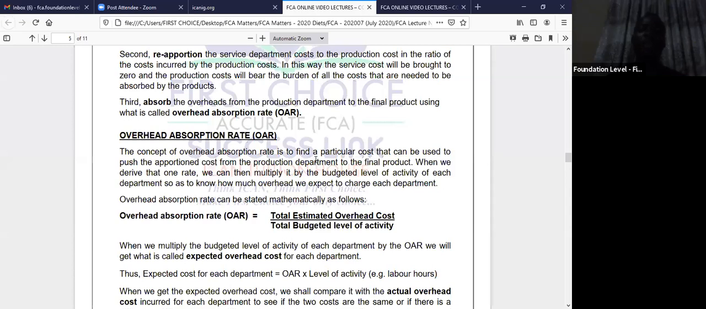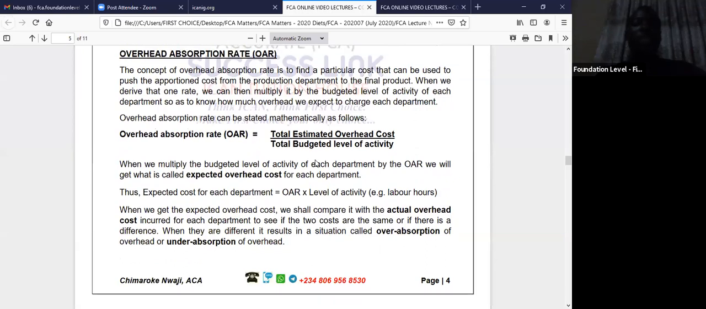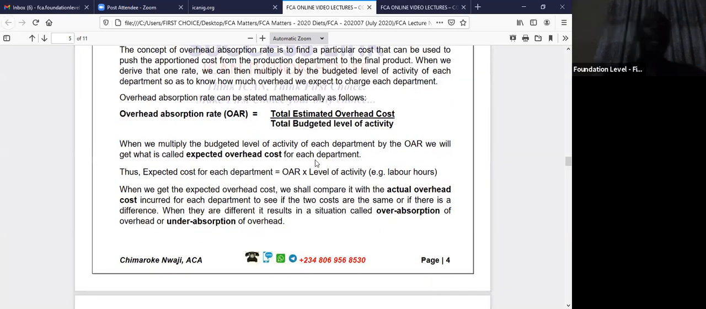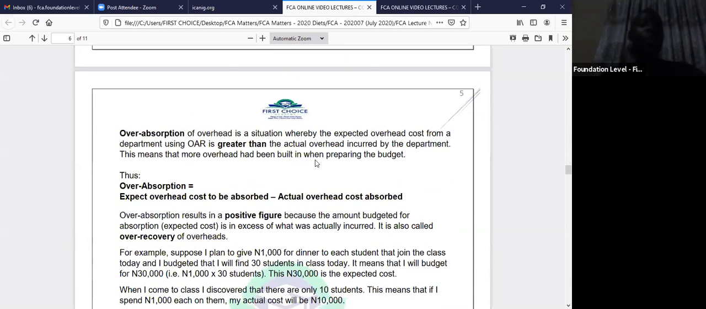And so that is how it is being pushed from the department to the products. We use what they call overhead absorption rate. Now there is what they call over absorption and under absorption. What is over absorption? Over absorption is a situation whereby your expected overhead cost is greater than the actual cost incurred. This is the way I like to look at it.